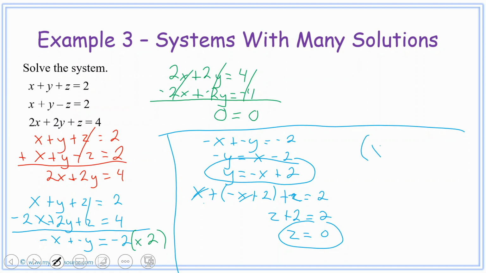So that means any x that we choose can be substituted, and it will give us our y because we'll have negative x plus 2. And then we know that our z equals 0. So anything of that form will make it work as well. So sometimes you're asked to write that solution in terms of coordinate points, and if you need to do that, that's all you would need to do.